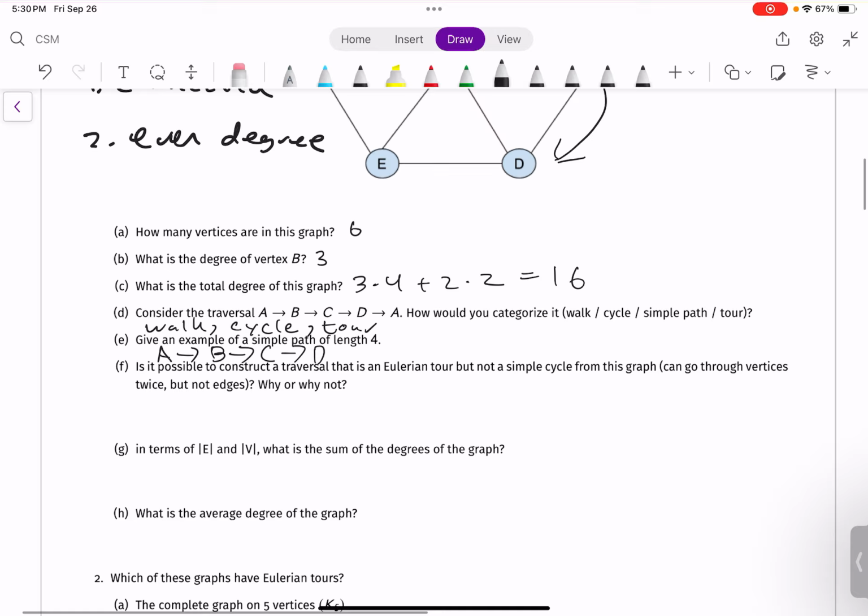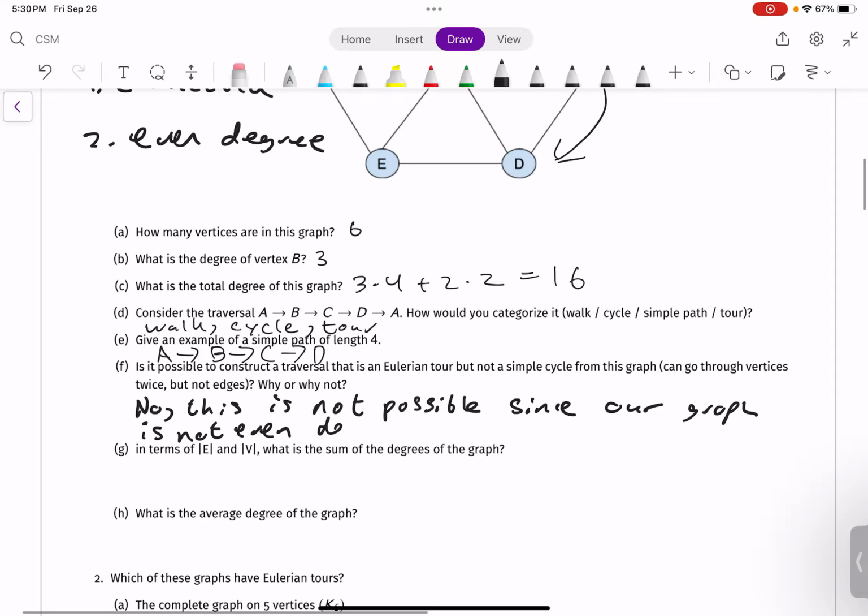So our answer is no, this is not possible, since our graph is not even degree, meaning it doesn't have an Eulerian tour.